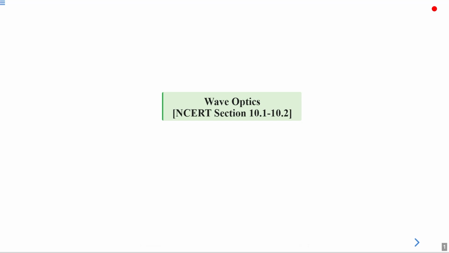Hello students, today we are going to discuss NCERT section 10.1 and 10.2 of chapter Wave Optics. So let's begin.